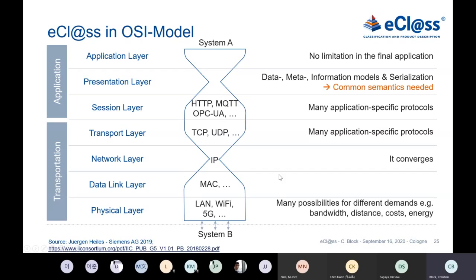So here we just define the techniques and the technology basis for a data exchange. But the main reason for data exchange is the data content, and the data content and the description of the content has to be understandable for all systems. So here we need standards, and here we see ECLASS as a new standard in this OSI model. And how you use this in further applications is not defined yet.